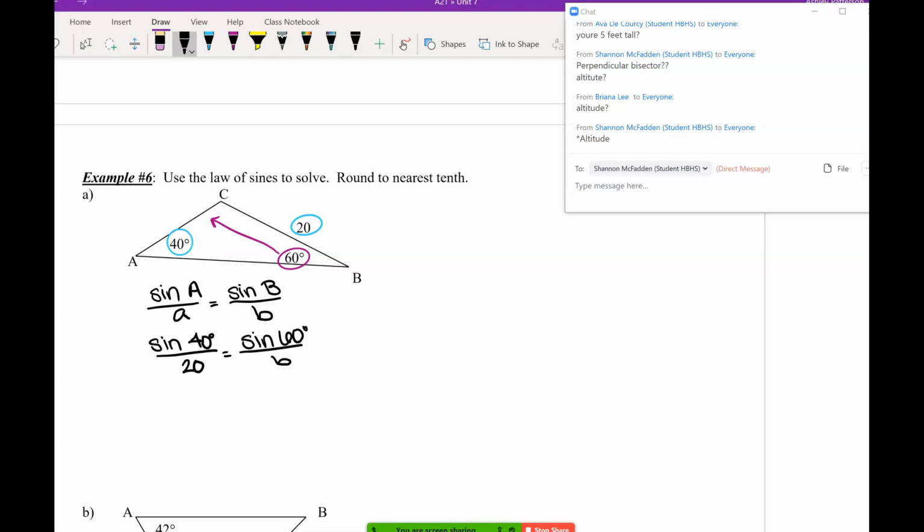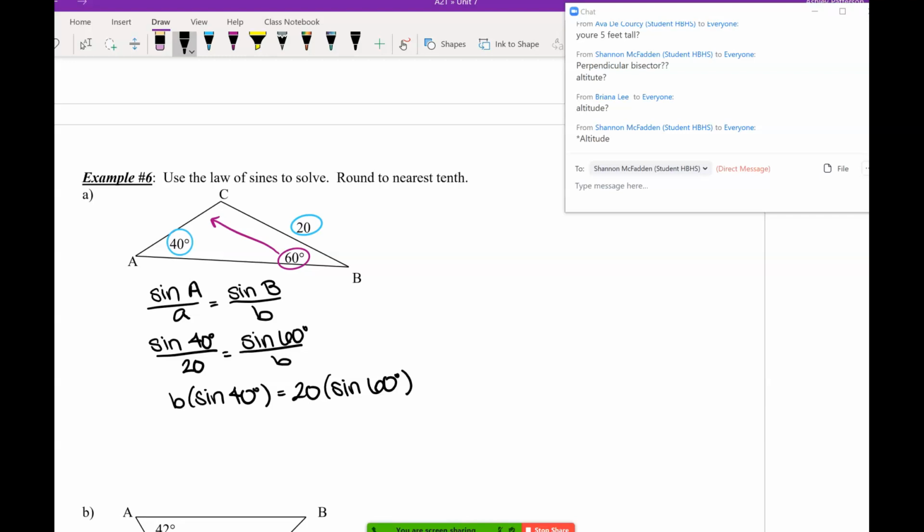All right, it's a proportion. How do we solve a proportion? Cross multiply. Oh, yes, Josh? I was going to say you cross multiply. Oh, I stole it from you. I'm so sorry. Nice job. Yes, cross multiply. So we get b times the sine of 40 degrees is equal to 20 times the sine of 60 degrees.